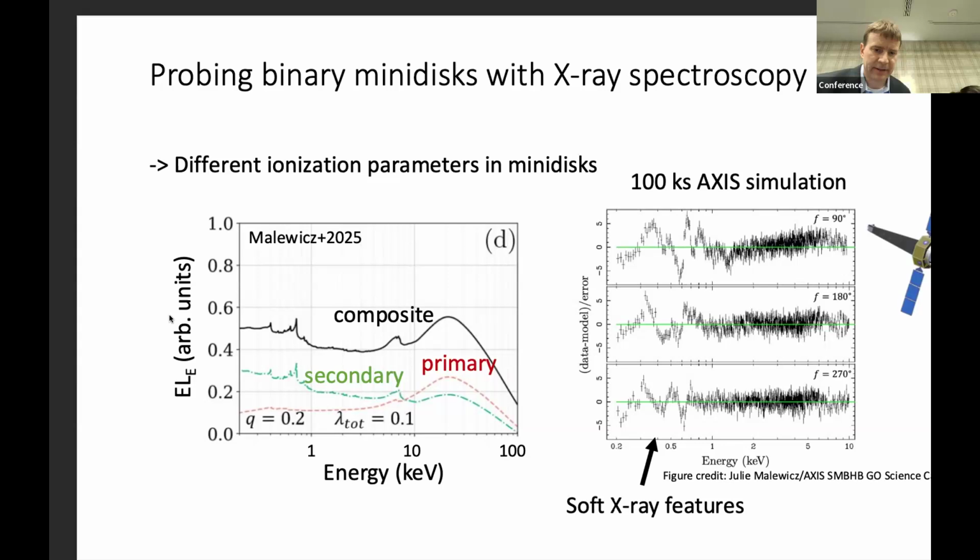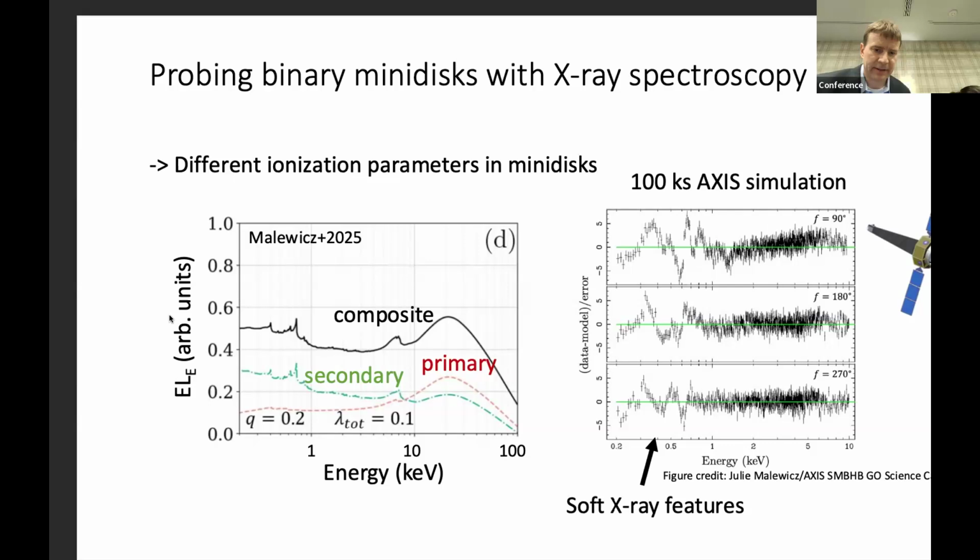I see what you're saying. I don't think you can work out the individual ionization parameters, but you will see something is off in your spectrum. If you just take the binary spectrum and naively fit a single component, there will be unexplained excess at this range that tells you something's off. Okay, thank you.